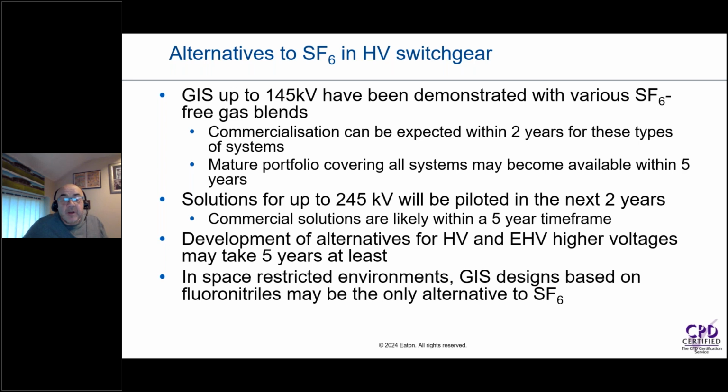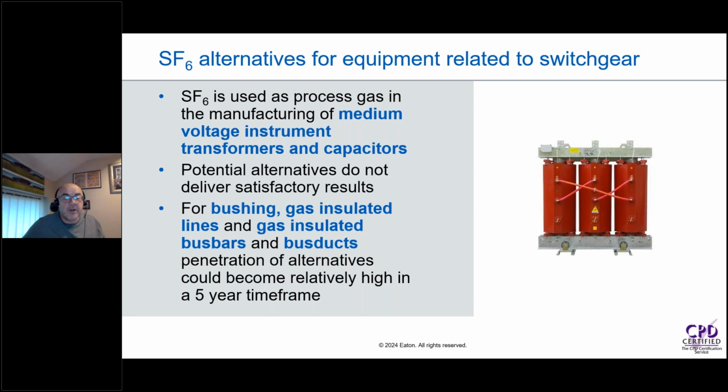Development of alternatives is ongoing, and there are various players in that EHV market all jostling for position as to who can come up with the optimum solution. In space-restricted environments, gas insulated designs based on fluorides may be the only current viable alternative to SF6. So there are still a lot of issues and technical challenges to overcome at the higher voltage levels on the grid.